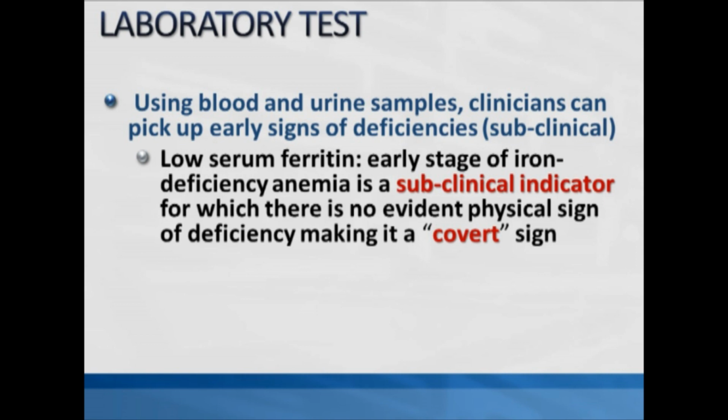We call these subclinical findings. For instance, a low serum ferritin, which is measured as an early stage of iron deficiency anemia or iron depletion, is a subclinical indicator for which there are no physical signs of a deficiency taking place, making it covert as a sign. So a subclinical sign, which is an early sign that precedes the more elaborate and more visible sign, is oftentimes covert, hidden away, as opposed to overt, which is very much available and visible, if you will.